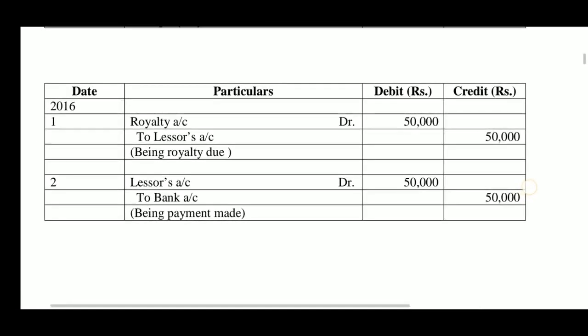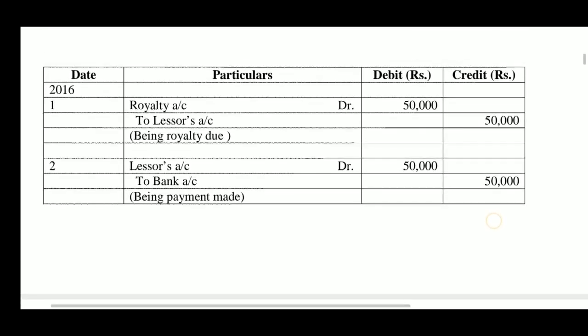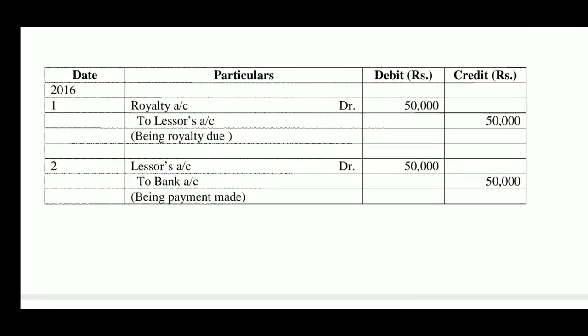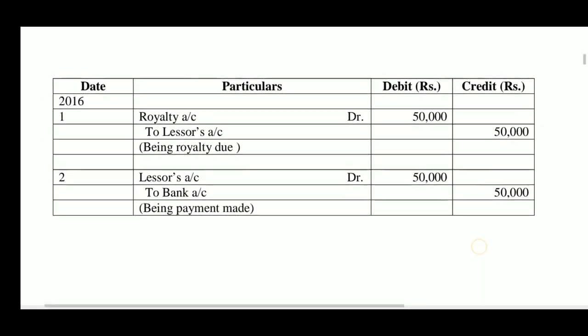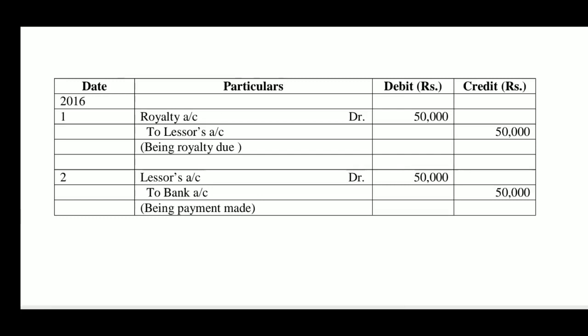Therefore, there are only 3 entries. Here, minimum rent in the year of minimum actual royalty being more than minimum rent, there is no question of the entry for minimum rent. So, the first entry is naturally royalty is more, we have to debit royalty being an expense. Royalty account debtor to lessor's account 50,000 rupees.